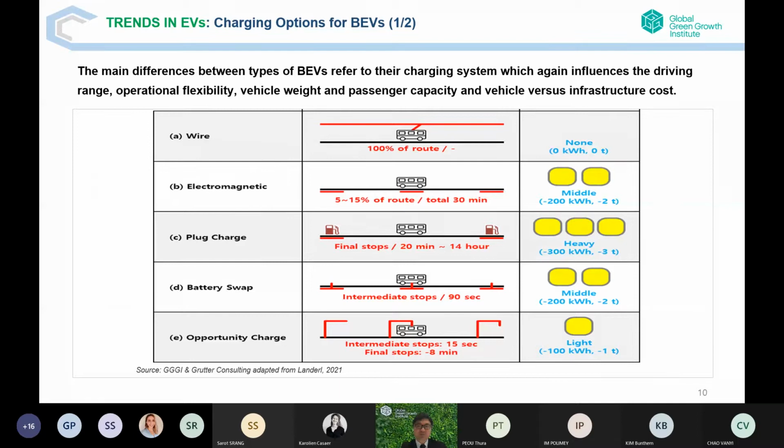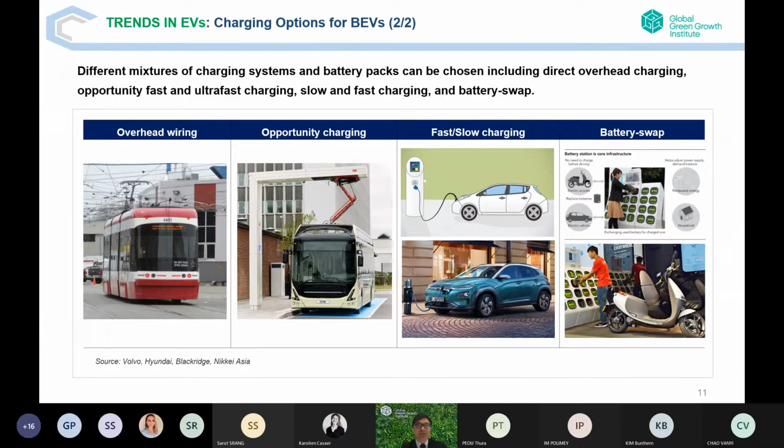So that's why a different mixture of the charging system and battery pack can be chosen, including direct overhead charging and ultra-fast charging. There are many advantages to overhead wiring. It needs a minimum battery amount, so it is usually utilized for trolley buses. However, it is also under discussion for trucks. And in terms of opportunity charging, the advantage is a small to medium battery amount on the vehicle, thus reducing the vehicle weight and the space required for battery. However, the vehicle cost is very high.